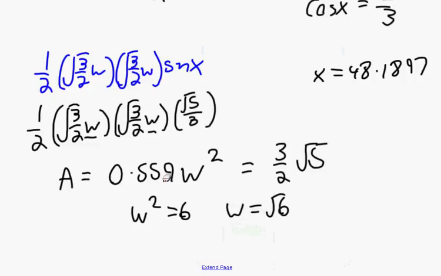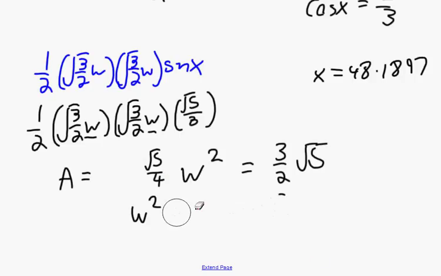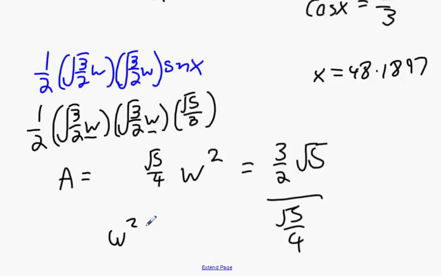So now we can change that into... okay? And now you can divide 3 root 5/2 divided by root 5/4, and that will come out as 6 on the dot, no rounding off necessary, and w equals square root of 6. Is that okay? Sorry about the mix up there.